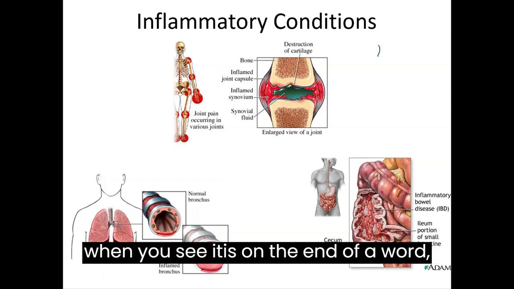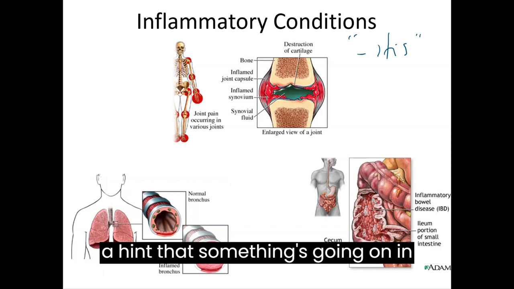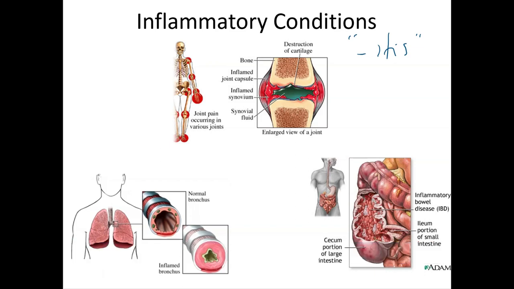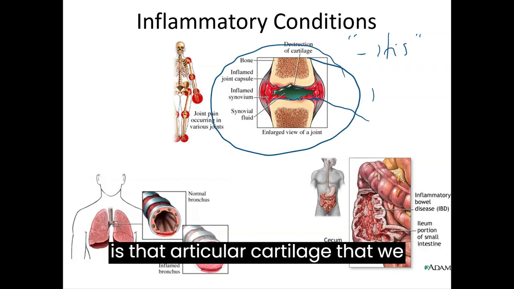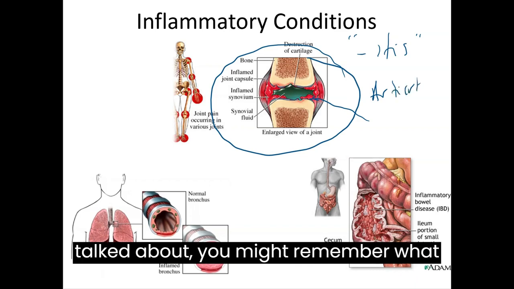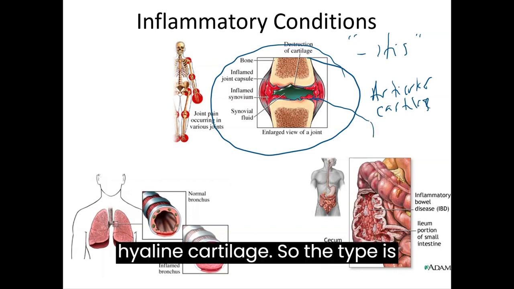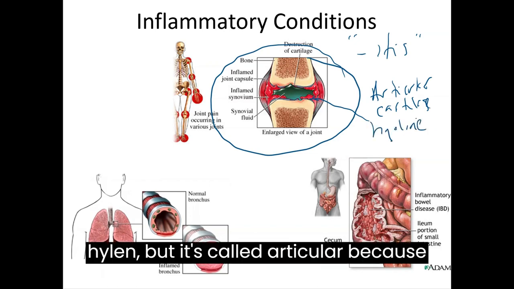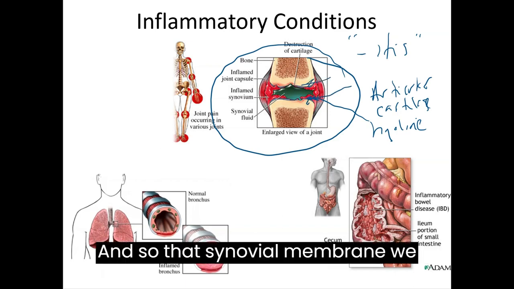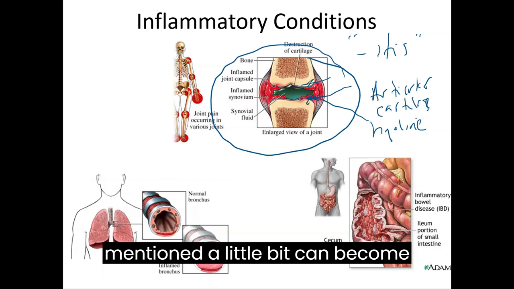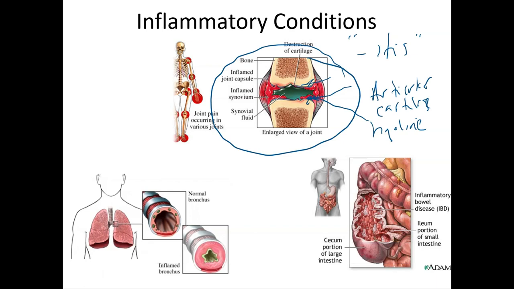So when you see itis on the end of a word, it means inflammation. So that's always a hint that something's going on. And arthro, you might remember, means joint. So arthritis is when you have inflammation in a joint. And what happens is that articular cartilage that we talked about, you might remember, what kind of cartilage is that? It's hyaline cartilage. So the type is hyaline, but it's called articular because it's on the ends of bones and joints. And so that synovial membrane we mentioned a little bit can become inflamed. The cartilage breaks down, and it's a lot of joint pain, and that's from inflammation.